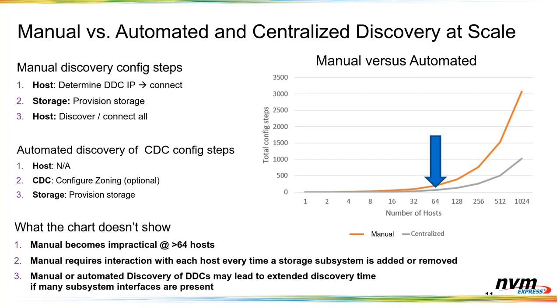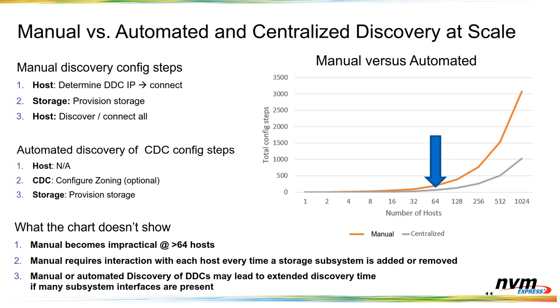And the final point that I'd make on this slide is that the reason we like the centralized discovery controller approach is that it solves a scalability issue that you get into if you're only using the direct discovery controllers without a centralized discovery controller. It leads to extended discovery times if you do full mesh discovery. So with that, I'll turn it over to Curtis to get a little bit further into centralized discovery.